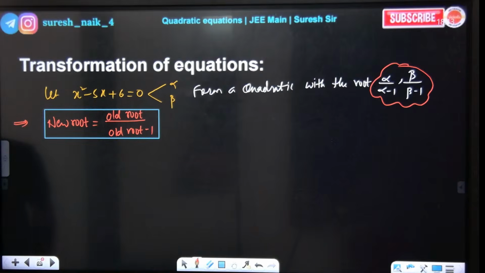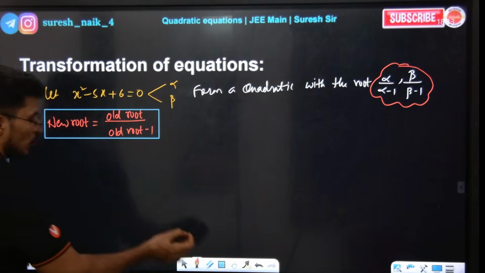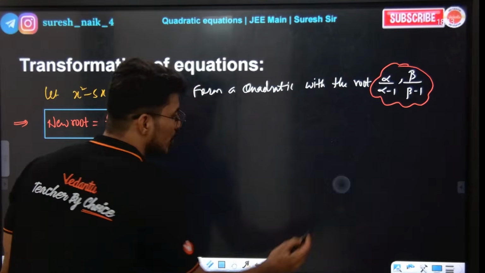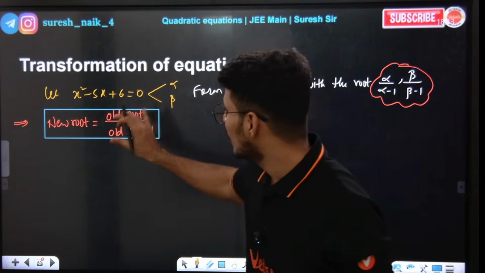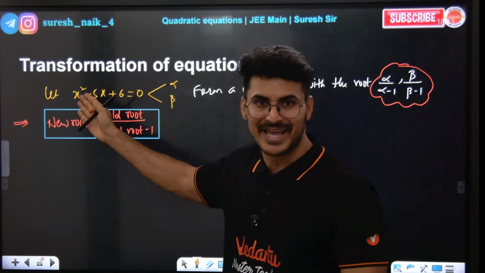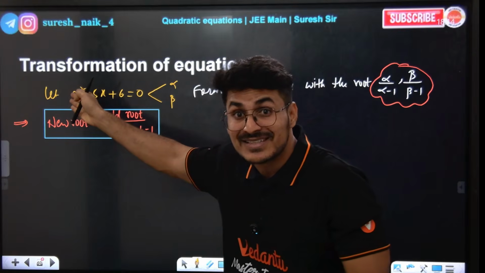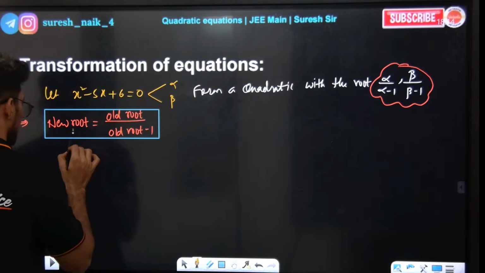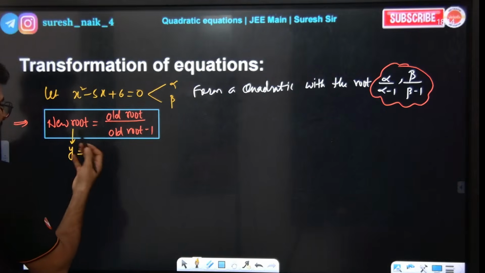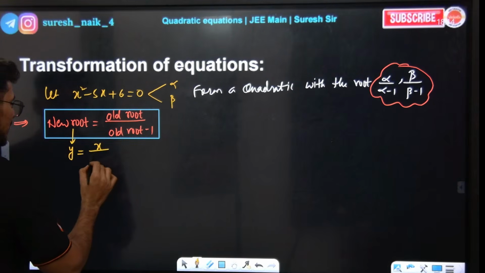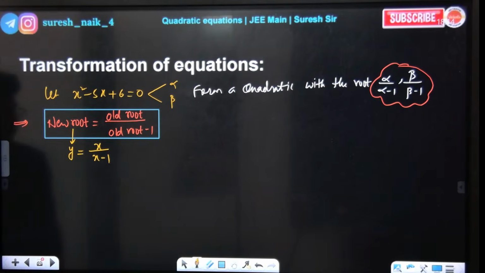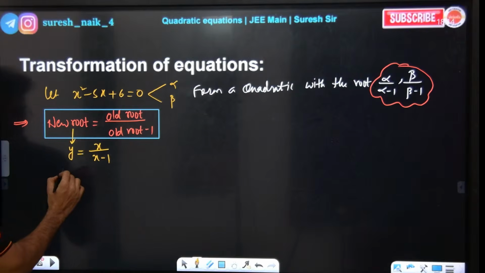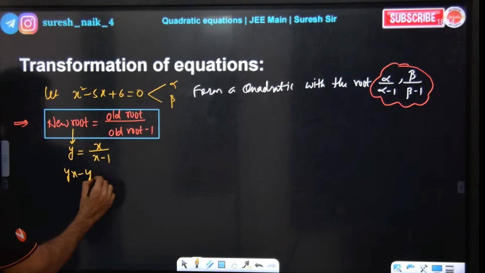Then what are the roots? New root means y, old root means x. x is one root, which means x satisfies this equation. Let us say the new root is y. Old root means x, so y is x by x minus 1. You take alpha, beta, anything. So what is the new root? This. Cross multiply, what do we get? yx minus y is equal to x.